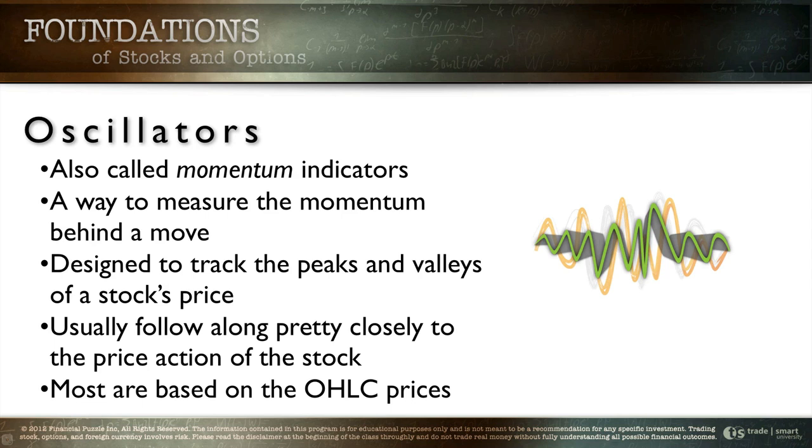If we're in a bearish move, how much momentum is there behind that move? What oscillators are designed to do is track the peaks and the valleys of a stock's price movement. So they're constantly tracking as the stock makes higher highs, the oscillator is tracking with it. Let me just draw something on here real fast. You know that price action goes something like this. Well, the oscillator literally is tracking those peaks and the valleys of the stock, and it's plotting it across the oscillator.